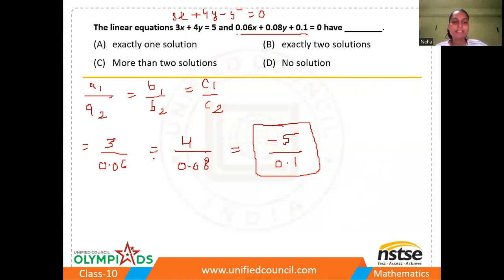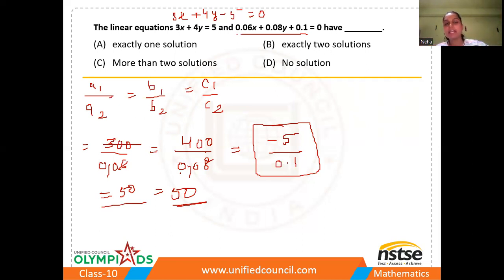So c1 by c2 is not equal, and a1 by a2 I can write as 50, and b1 by b2 I can write as 50. Okay, so these two are equal to each other. So I can say that these two lines are parallel to each other.